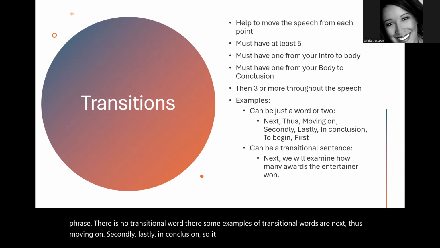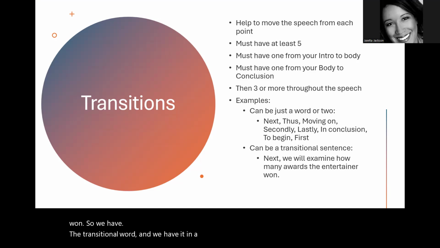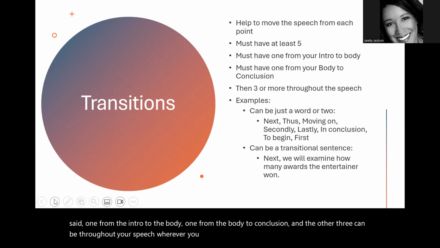So it can be just a word or two, or it can be a complete transitional sentence. Next, we will examine how many awards the entertainer won. So we have the transitional word and we have it in a sentence. You must have at least 5 transitions. Like I said, 1 from the intro to the body, 1 from the body to conclusion, and the other 3 can be throughout your speech wherever you would like.